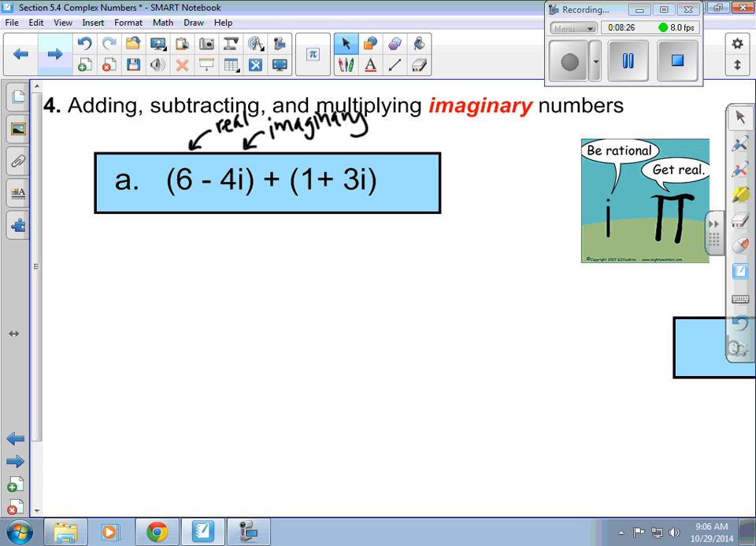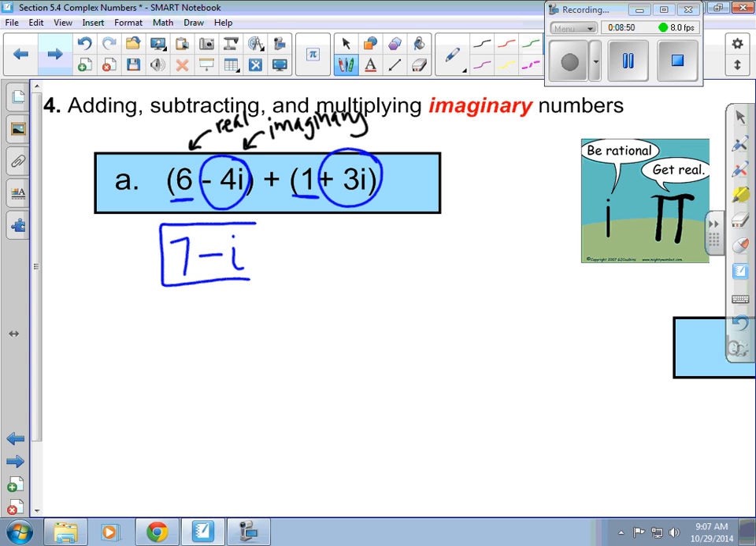So the way you do it is addition. So once again, just think about adding the real parts. So I would have 6 plus 1 gives you 7. And then you have -4i plus 3i. So just like adding x together, if I had -4x plus 3x, I would get -x. So in this case, -4i plus 3i gives me -i. And I can't simplify that any further, so that would be my solution.